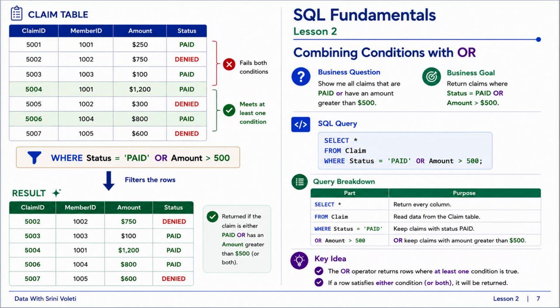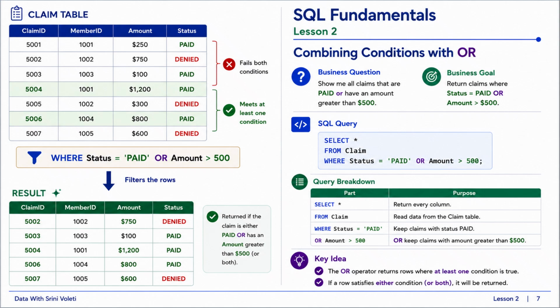Claim 5007. Finally, claim 5007 has a status of denied, but the amount is $600, which is greater than 500. Even though status does not match, the amount does. Since one condition is true, SQL includes this row as well. After evaluating every row, SQL returns every claim that satisfies at least one of the two conditions.